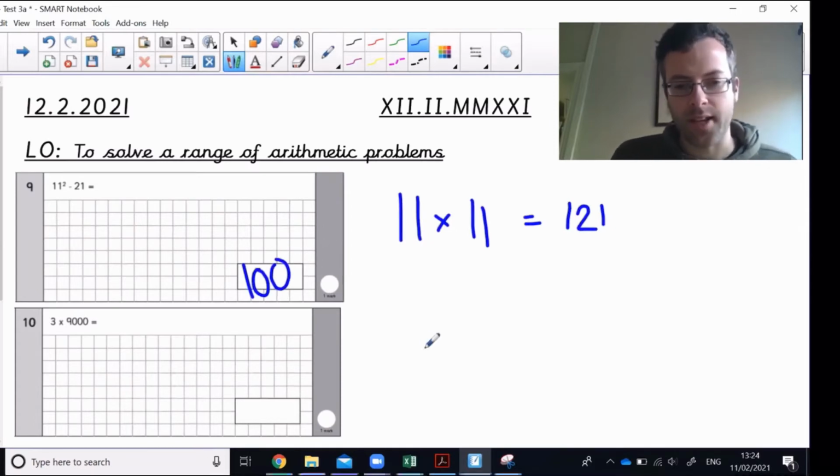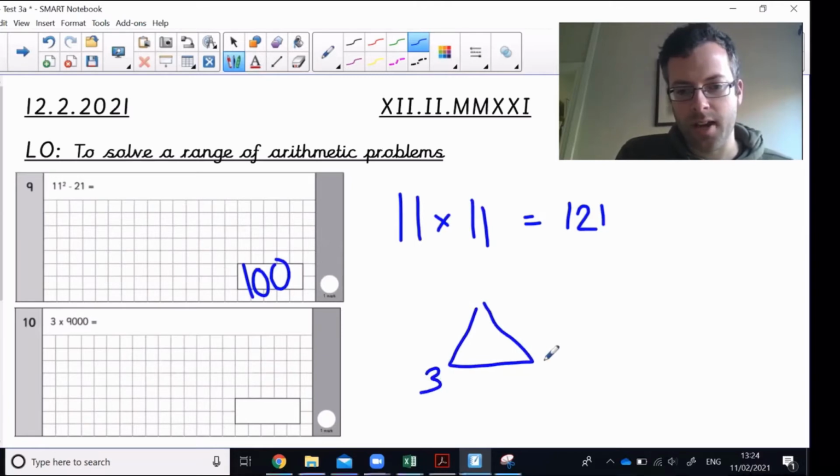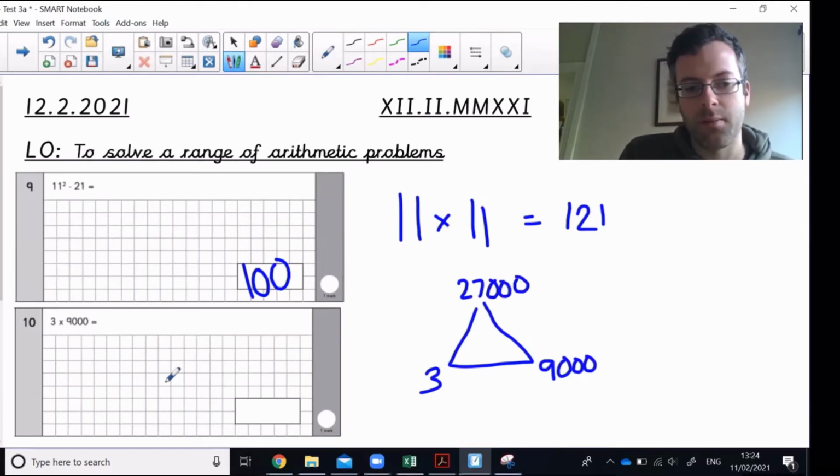3 times 9,000. Well, I don't know that straight away, but I do know that 3 times 9 is 27. Now we need to times this by 1,000, so I'm moving it up 3 columns to get to 9,000, which means I also need to move this up 3 columns, so that's going to get me to 27,000. My answer is 27,000.